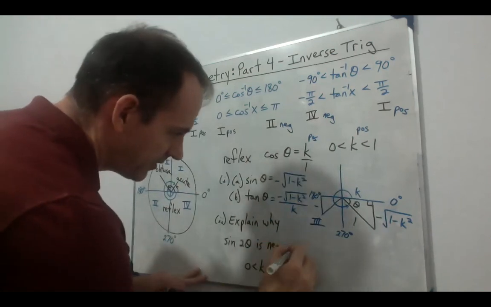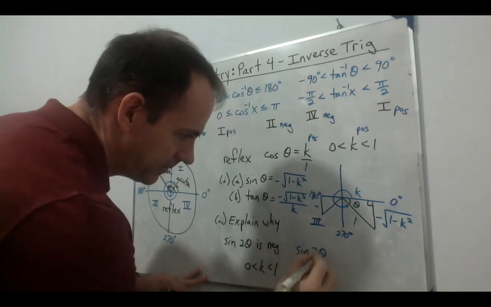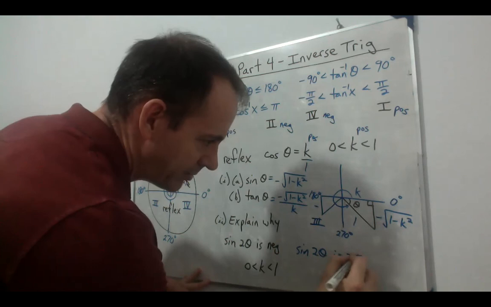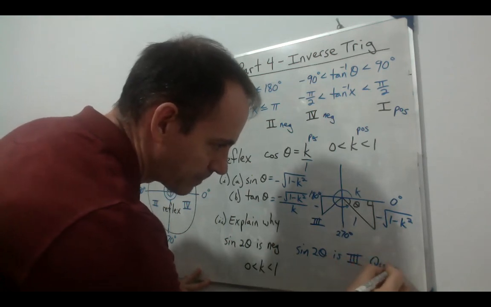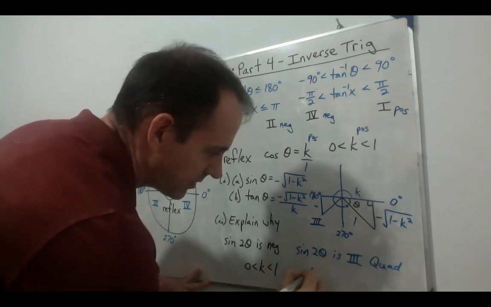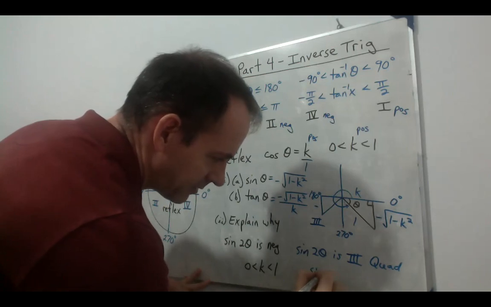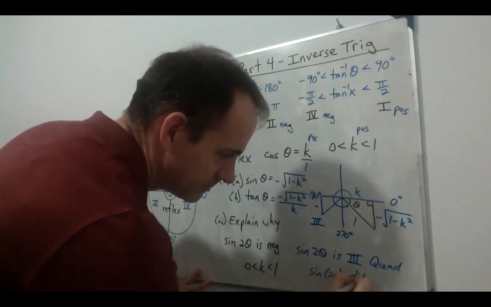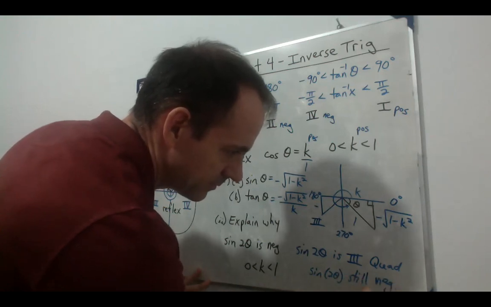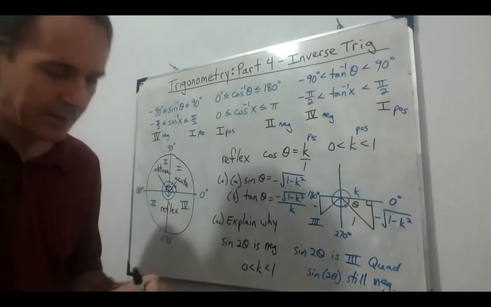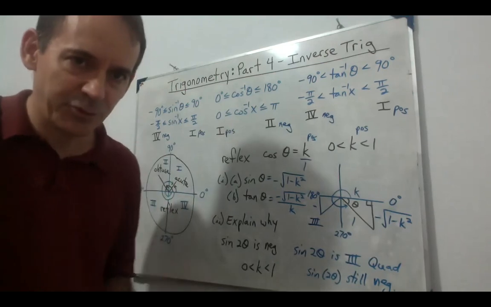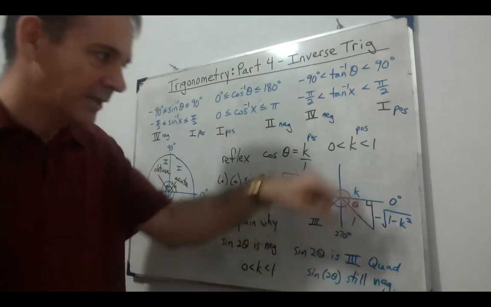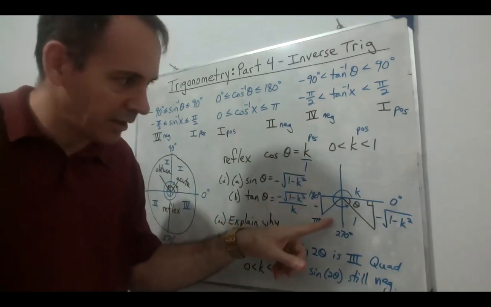So sine 2 theta is in the third quadrant, where sine is still negative. Okay, so that's why sine of 2 theta is still negative, because when you double a fourth quadrant angle, you end up back in the third quadrant.